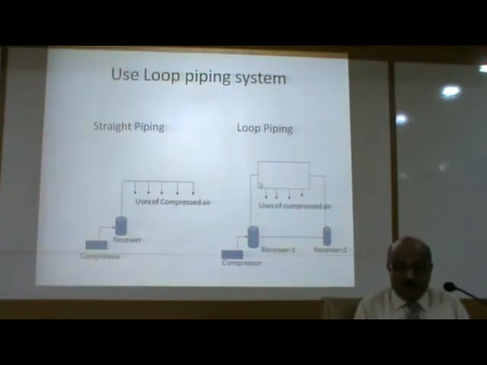Loop piping means instead of straight piping, a loop has to be produced. These are the compressed air users, different users, and one receiver is there and another receiver from the same compressor. After filling up this receiver, the receiver number 2 will also be filled up with the required pressure. So when the pressure drops up to this point, again from this receiver it will compensate. So this is a piping system which can be used for compressed air systems to get higher efficiency.